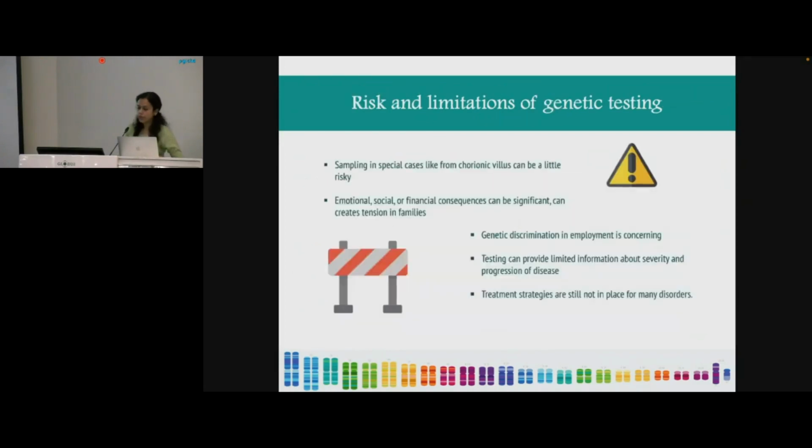Throughout the presentation, we have been discussing the uses and benefits of doing genetic testing, but it is important to emphasize here that genetic testing is not free of risk and limitations. Starting with the sampling, in special cases like prenatal testing where we do CVS or amniocentesis, it can be a little risky. Certain emotional, social or financial consequences can be significant and can create problems or tension in the families. Genetic discrimination in employment is concerning. Testing can provide limited information about the severity and progression of the disease, and treatment strategies are still not in place, and if available, they are very costly, which cannot be afforded by a common man.